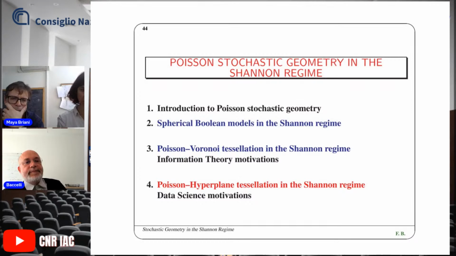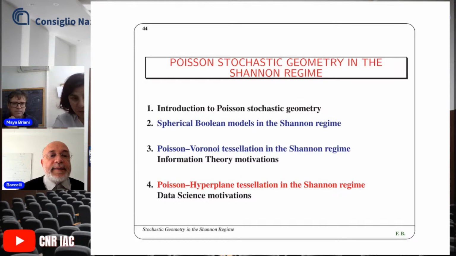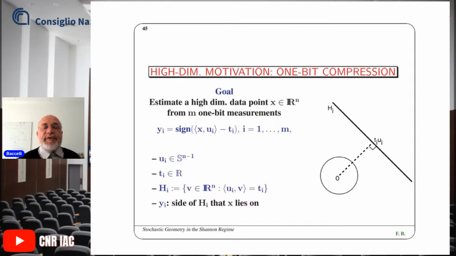Thank you. Okay. But for the Gaussian case, typically. Yeah. Okay, so let me move to the last topic, which is the high-dimensional one-bit compression.